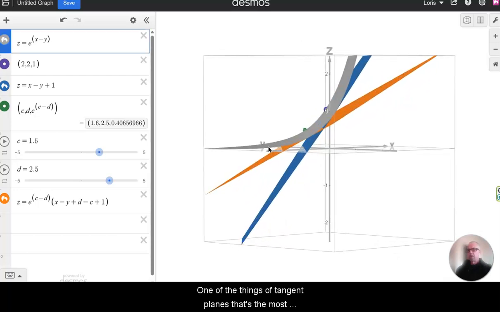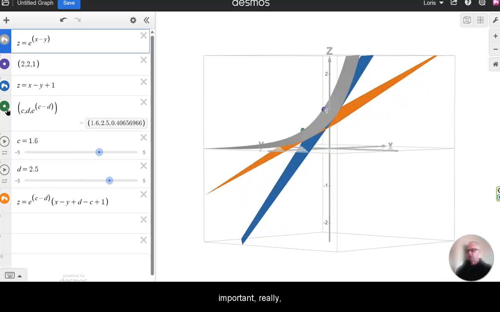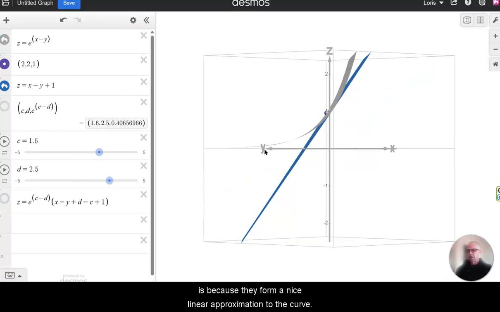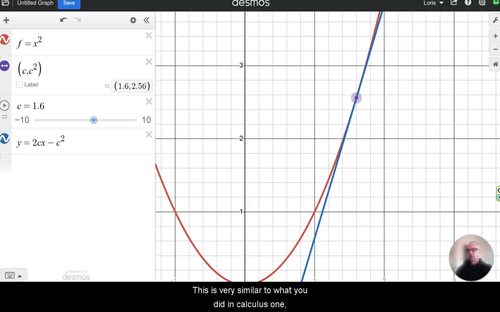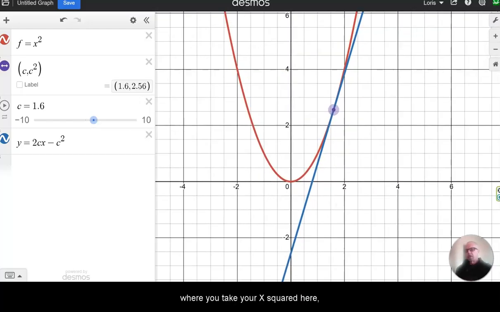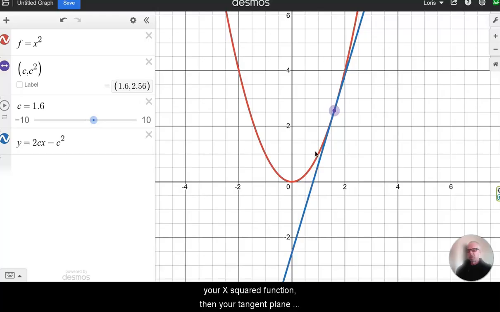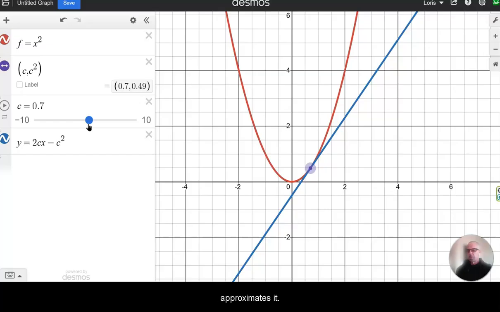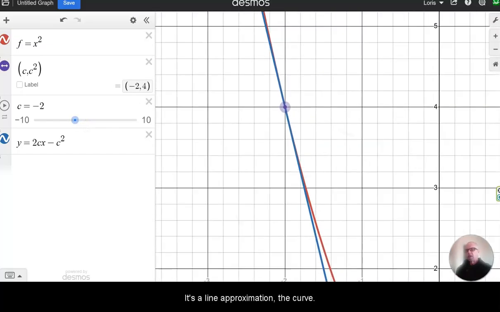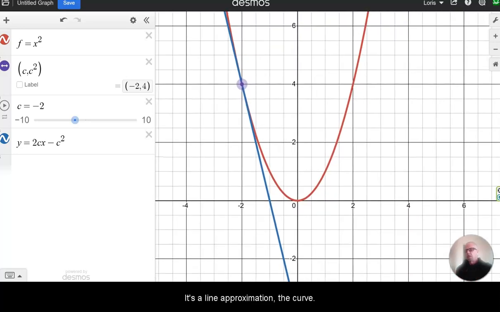One of the most important things about tangent planes, and really why we study them a lot of the time, is because they form a nice linear approximation to the curve. This is very similar to what you did in Calculus 1, where if you take your x squared function, then your tangent line approximates it. It's a good linear approximation. It's a line approximation of the curve.